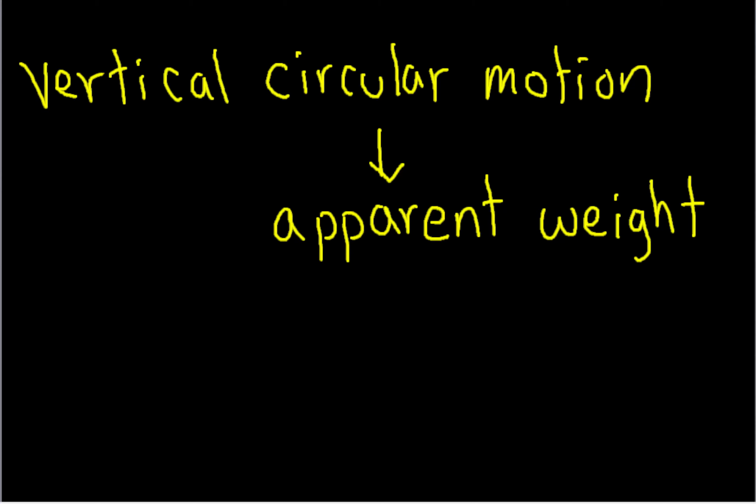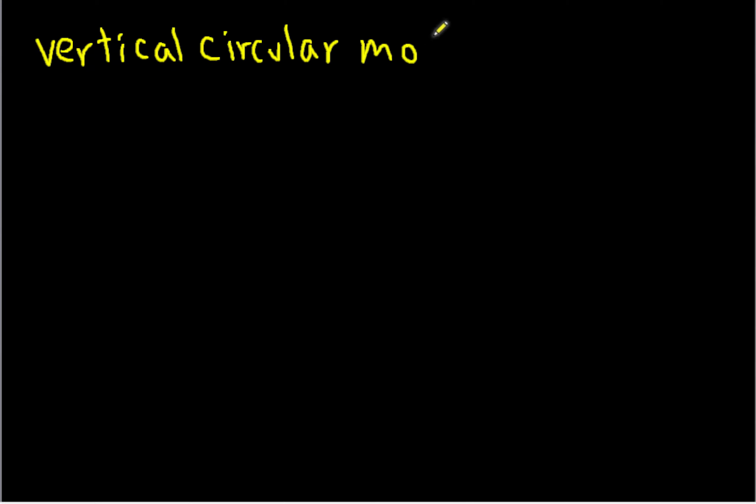Vertical circular motion and apparent weight. Vertical circular motion occurs whenever an object travels in a vertical path.